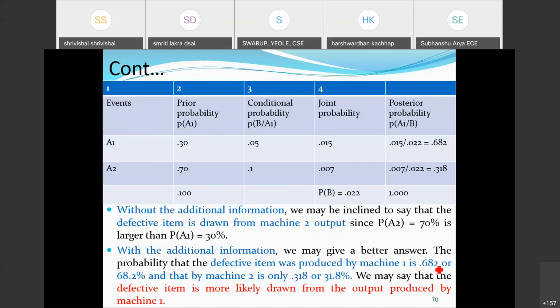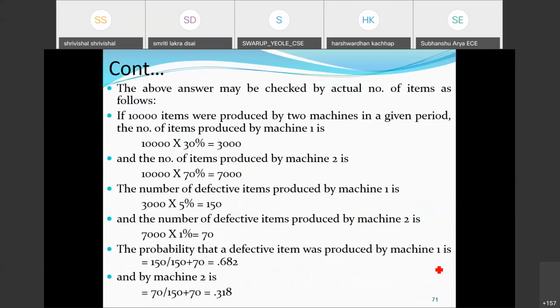Even though machine 2 is taking a larger share in the output, and machine 1 is taking a small share in the output. So this is just an inference we have drawn once we have gone for the analysis. Once we go for the analysis, we got these numbers, and these numbers give us a clear picture. And what is concluded mathematically, we can understand with just one example.